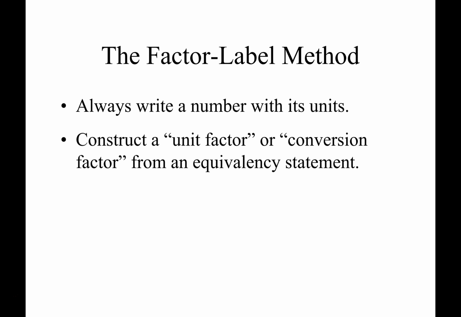Let me jump ahead and show you what that looks like. Let's just say A is equal to B. It could happen. A is equal to B. That's an equivalency statement. Your 2 possible unit factors, and I'll show you why, are going to be a ratio of either A over B or B over A. Those are your 2 conversion factors, unit factors, from one equivalency statement.